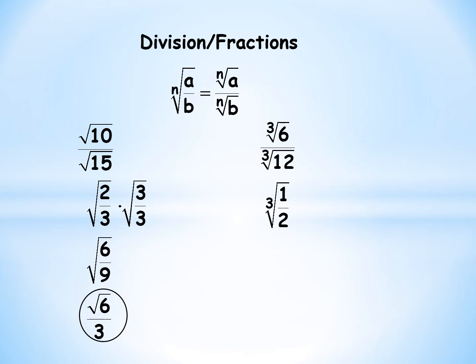So in order to make the denominator 8, you have to multiply by the cube root of 4 over the cube root of 4. That'll give you the cube root of 4 over 8, and then you just simplify that cube root of 8 to 2.